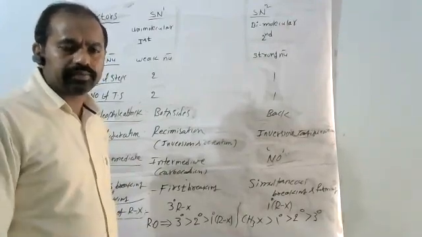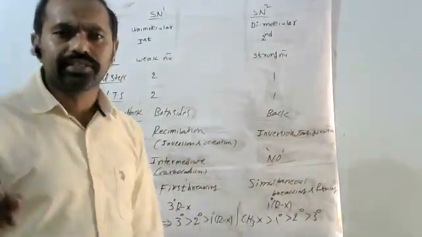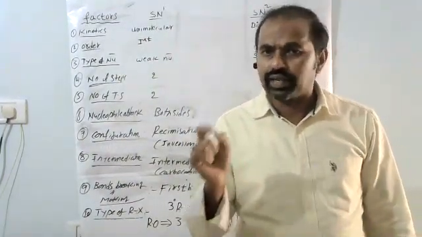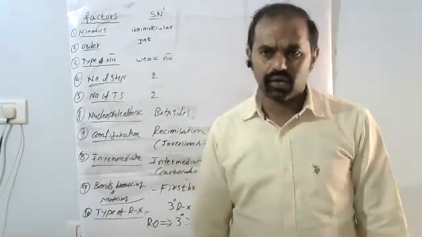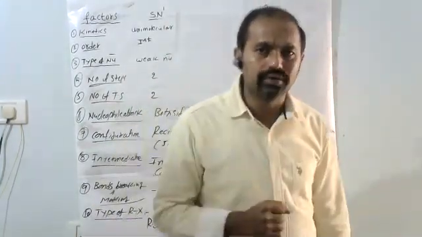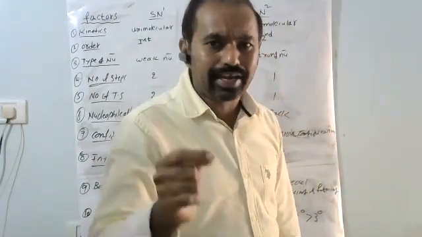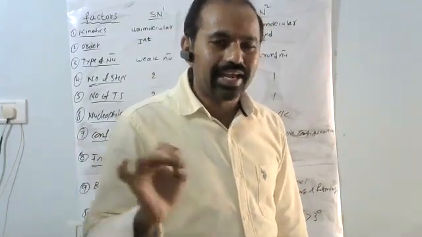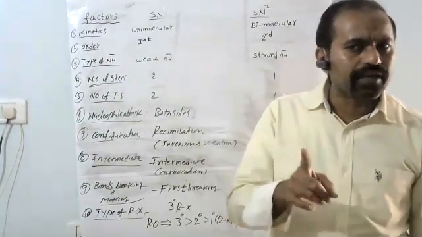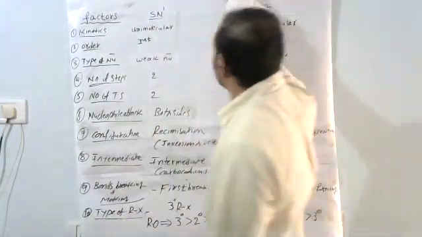What about SN1? In the SN1 reaction, the rate of reaction depends on only the concentration of the reactant. I have given this in the last class. The rate of reaction depends on only the concentration of the reactant, that is alkyl halide, that is tertiary butyl bromide. There I have given it is independent, it does not depend on the concentration of the nucleophile. For example, say this one.